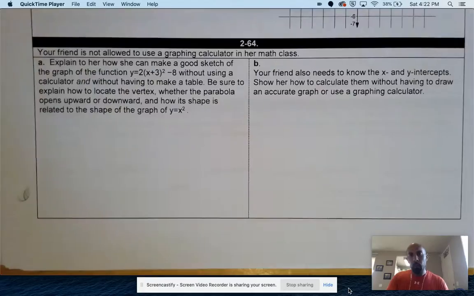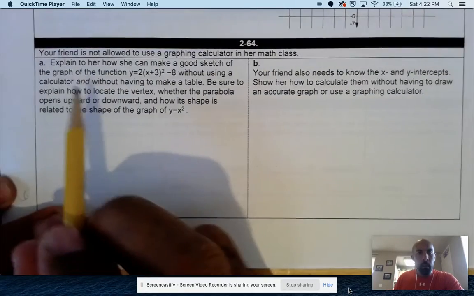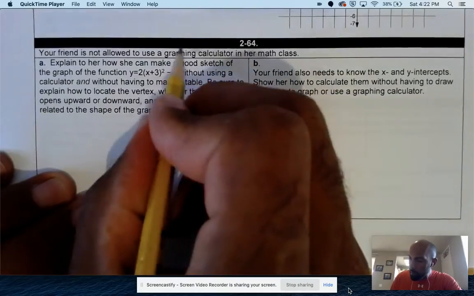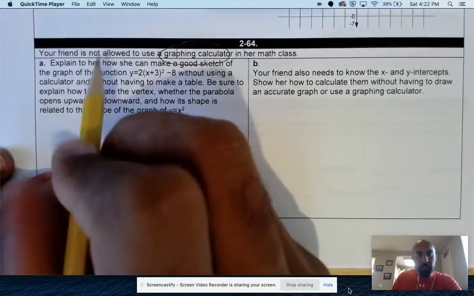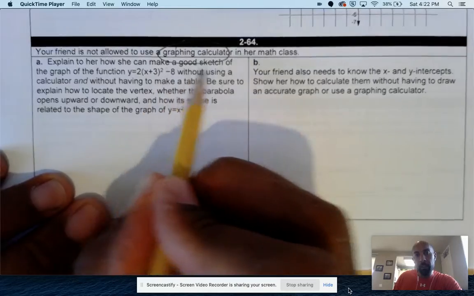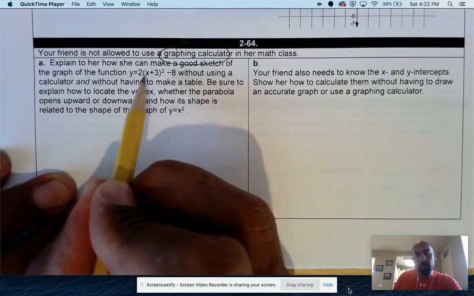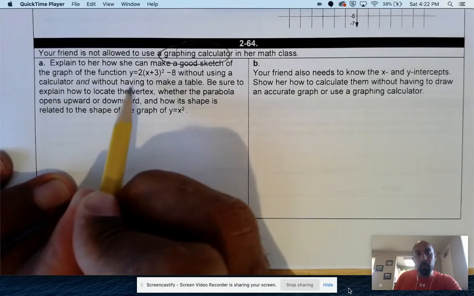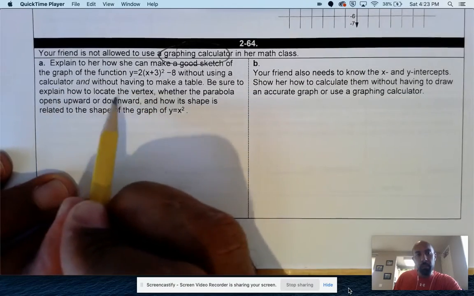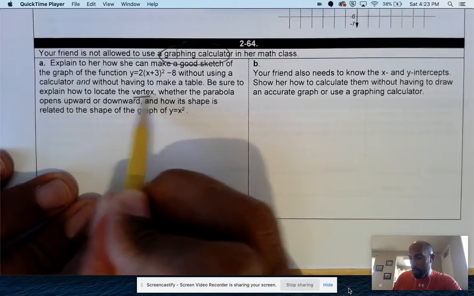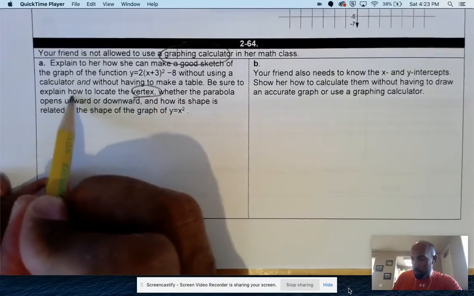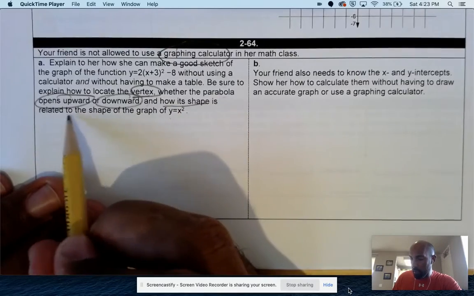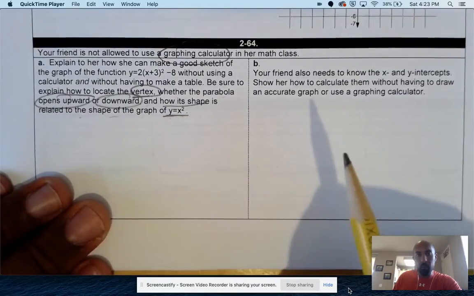Okay? Okay, so in this problem, your friend is not allowed to use a graphing calculator. So in other words, we're not allowed to use Desmos. Explain to her how she can make a good sketch of the graph of the function 2 times (x plus 3) squared minus 8 without using a calculator and without making a table. Be sure to explain how to locate the vertex, whether the parabola opens up or down, and how it's shaped, how its shape is related to the shape of y equals x squared.